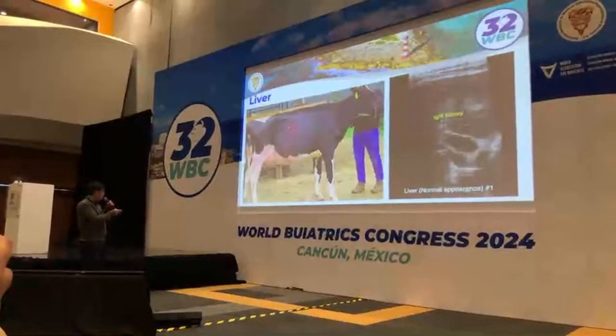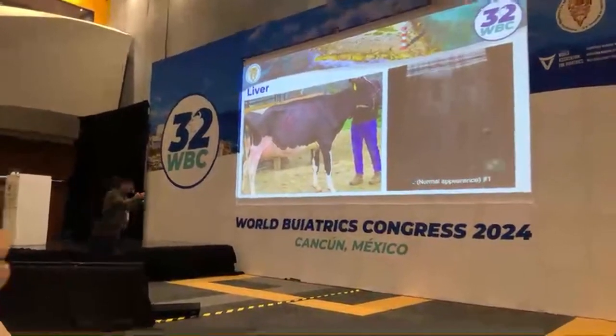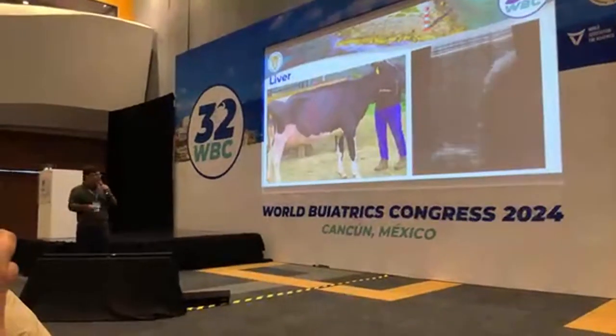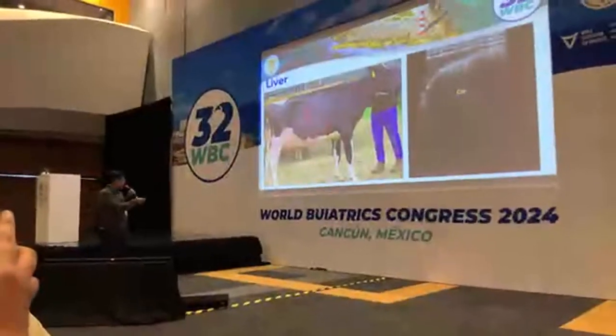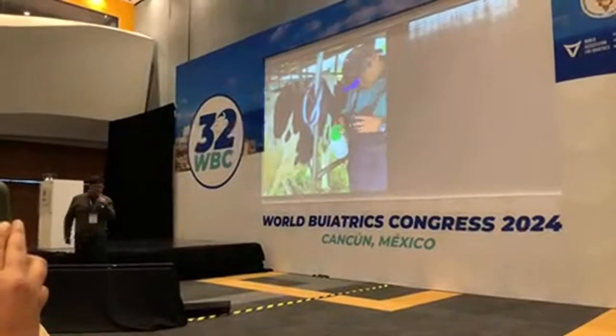Usually you will see the portal vein in number 1. You won't be able to see the caudal vena cava because that probe doesn't allow us to go very deep, and the gallbladder is in number 2. And this is how the scan is done.